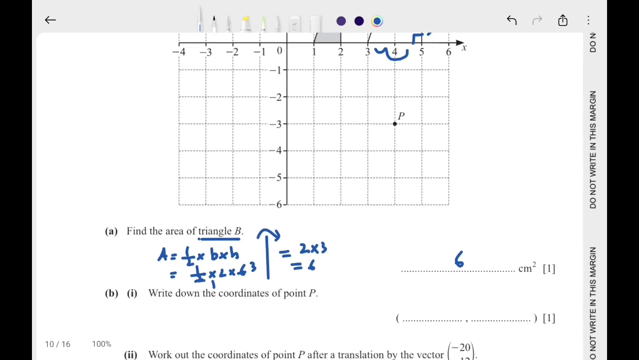Next part, write down the coordinates of point P. So the coordinates of point P would be x is 4 and y is minus 3. So it would be (4, -3).